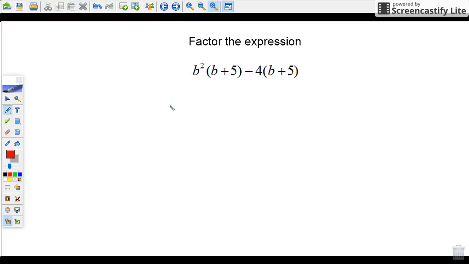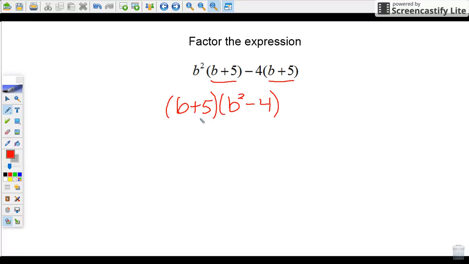One more. b squared times (b + 5) minus 4 times (b + 5). The thing that jumps out to me is that they share this binomial b + 5. So I'm going to factor out b + 5. Then I'm going to write what's remaining. I have b squared minus 4 remaining. And again, double check to make sure everything is factored completely.